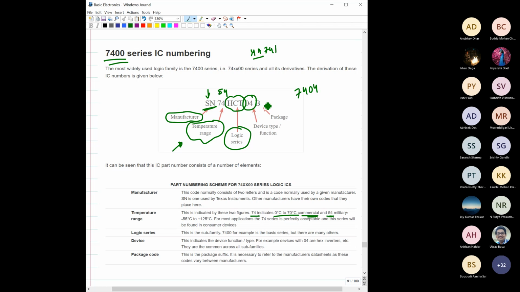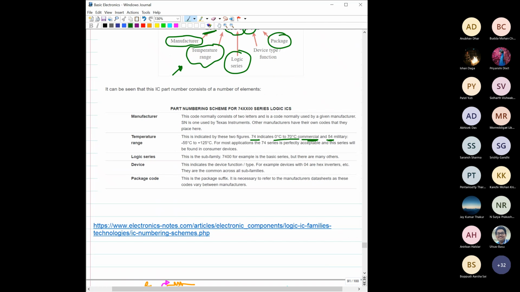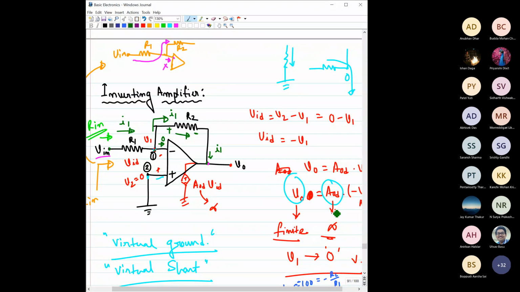Then this last one is B. B here indicates the package type, so which type of packaging scheme you are using for this IC, right? I hope this small discussion regarding the naming of the integrated circuit is clear to you. If this is clear, then we can start our today's discussion.